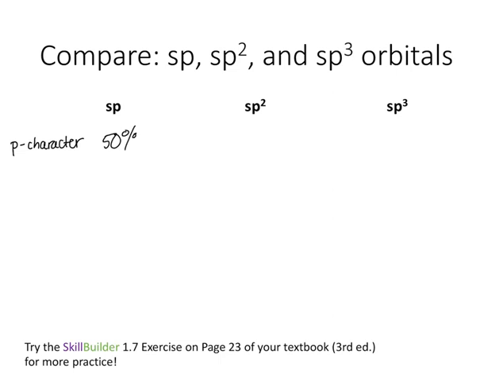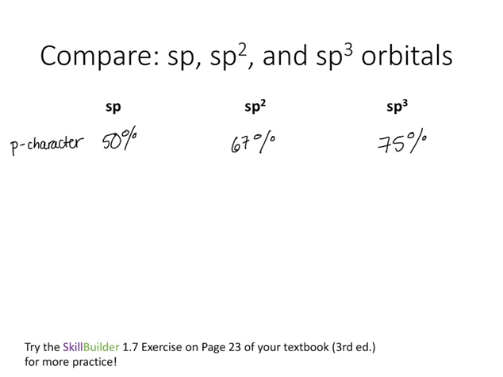What about an sp2 hybridized orbital? How much p character do we have? And I'll be more exact here. We have 67%. And then what about our sp3 hybrid orbital? How much p character does that have? 75%. That one's a little easier.